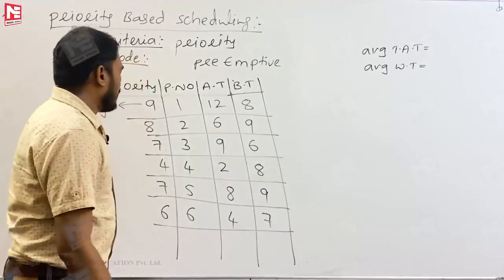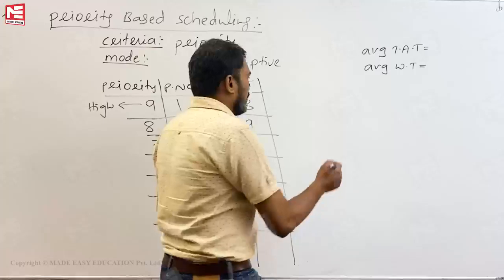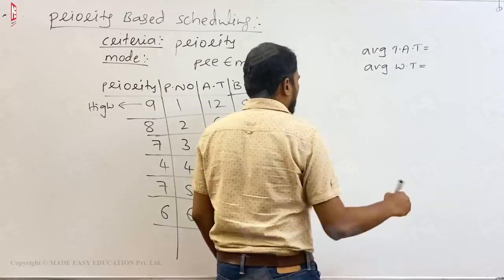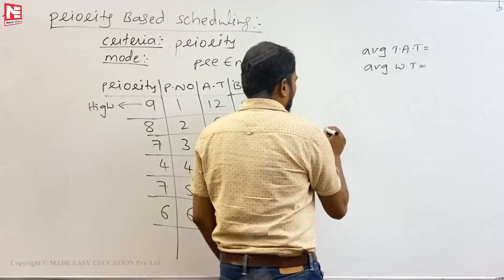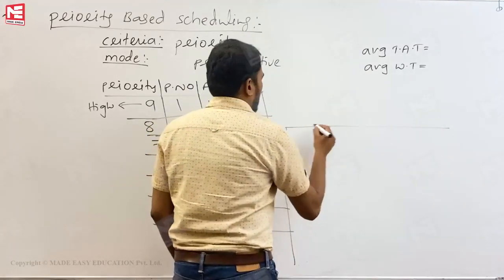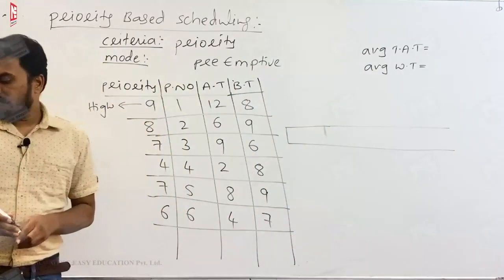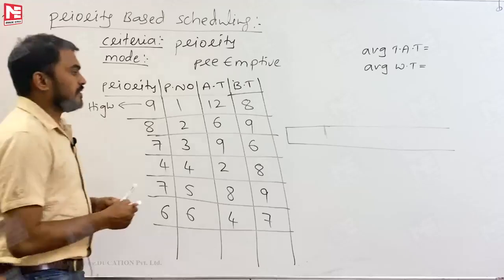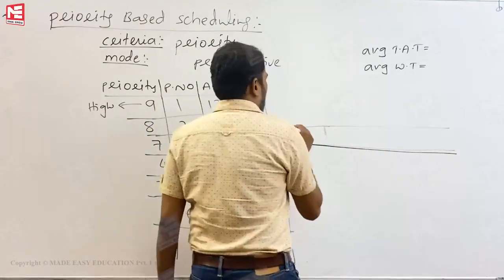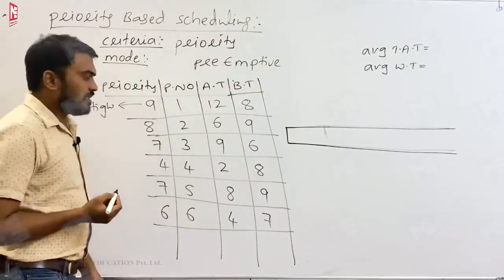Okay, so let's try to solve the problem. The question is simple, but only the calculation is lengthy, so you have to check the calculations properly. I will explain the Gantt chart and directly give the answer. Calculation you can solve. Now fine, so just make a proper observation and understand here.